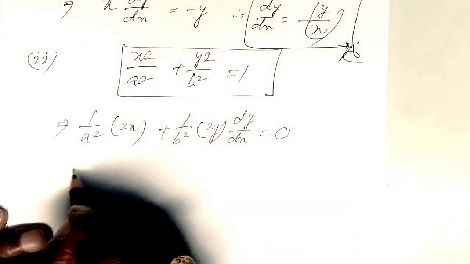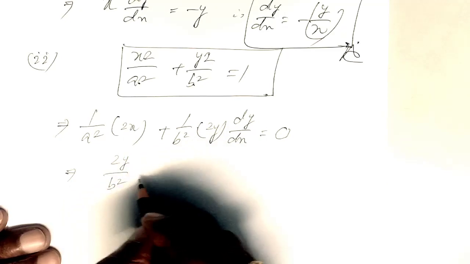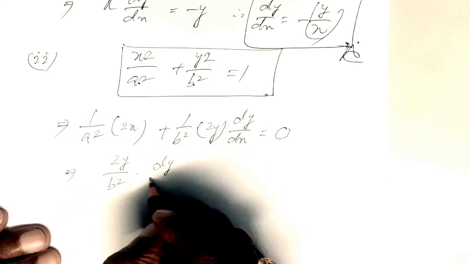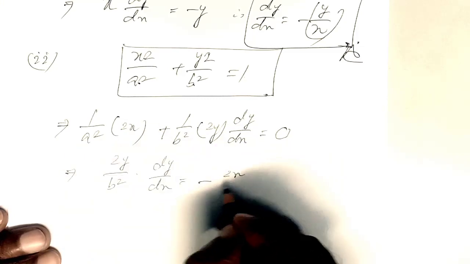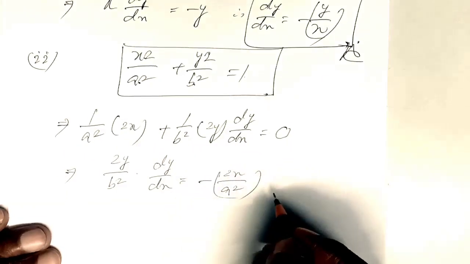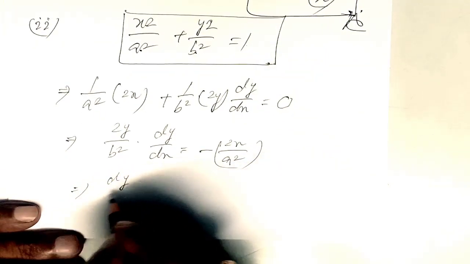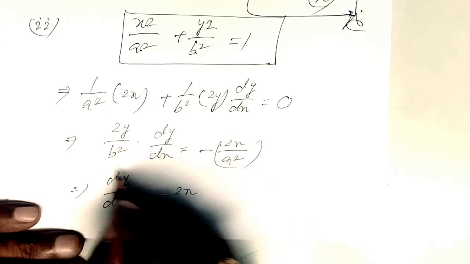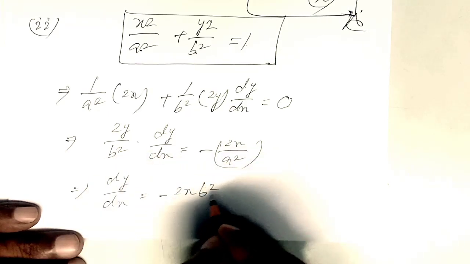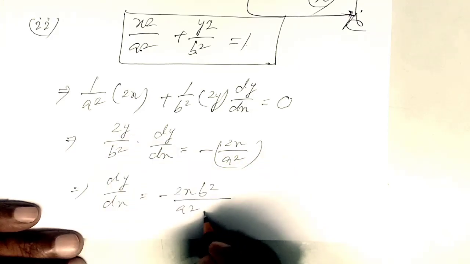Next, this will be 2y by b square into dy by dx. And this part you take to the other side, so this will be minus 2x by a square. After that, what you will do? You have to find out the dy by dx. dy by dx will be minus 2x by a square, and the 2y by b square will go to the denominator, so 2x b square by a square into 2y divided. This is the result.